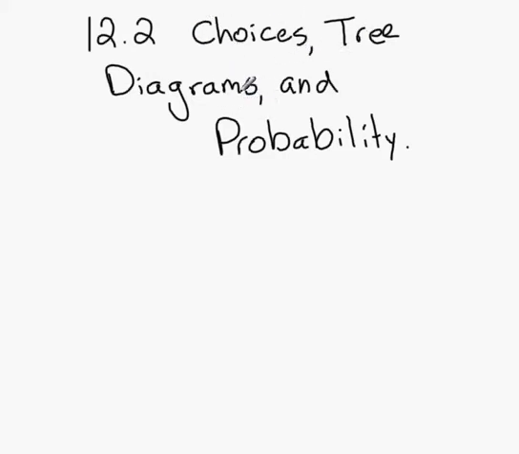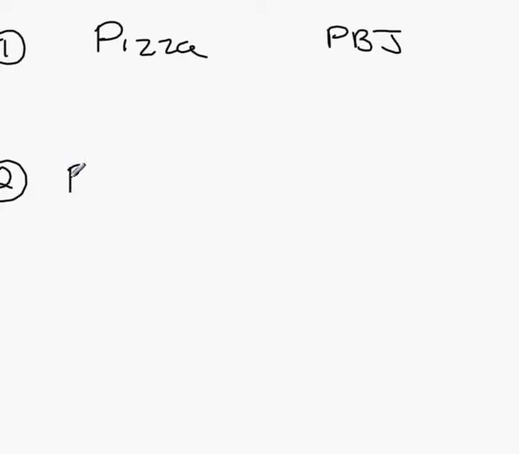One of the common ways to do choices and tree diagrams and probability is to plan a meal and think about a lunch. What I mean by that is, if you walk into the lunch line, your first choice is you could have pizza or you could have peanut butter and jelly. That's choice number one. Then your second choice, after you've picked out your main dish, is do you want fries or chips or applesauce?